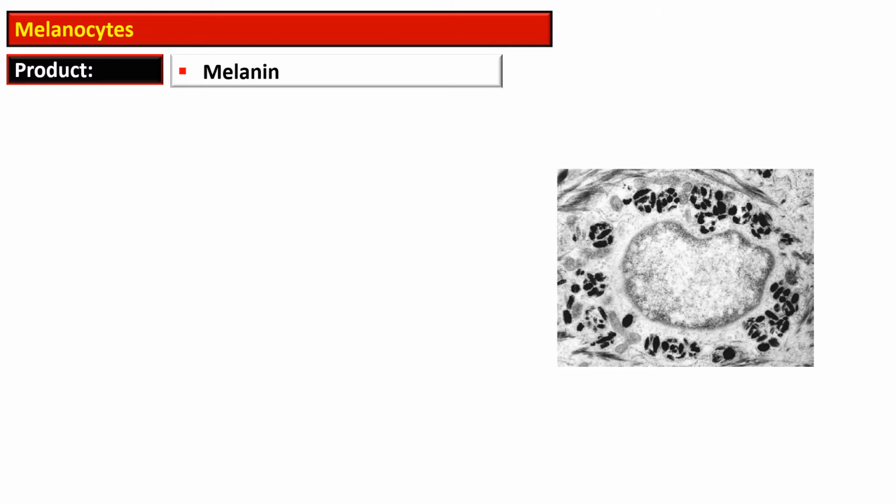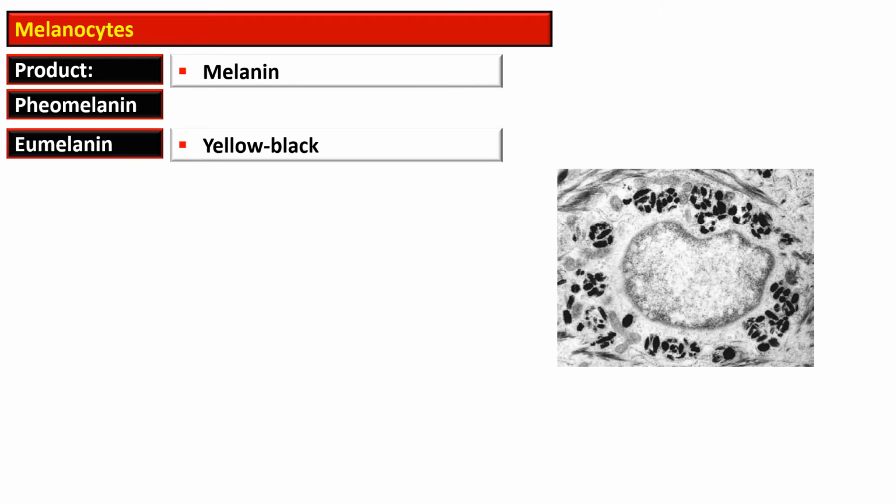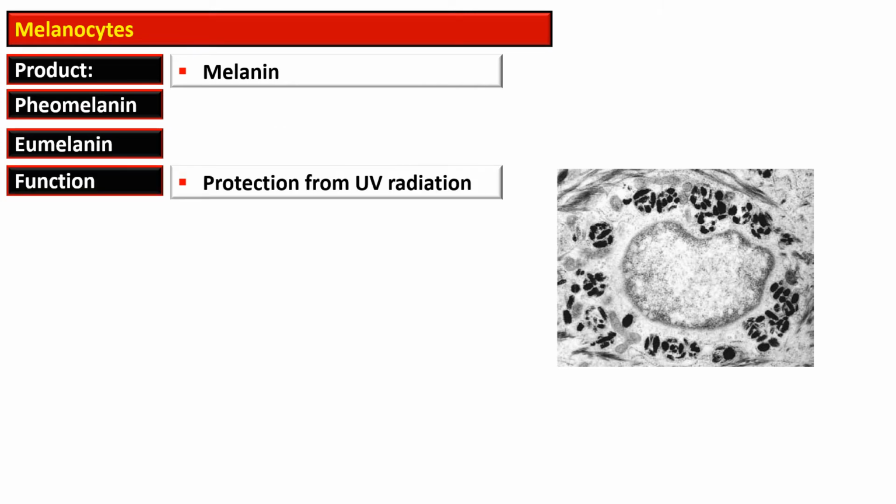The melanocytes produce and secrete melanin, and this melanin can be pheomelanin or eumelanin. The pheomelanin is red, while the eumelanin is yellow-black in color. The function of this melanin, the most important function, is the protection against the injurious effect of non-ionizing radiation of ultraviolet light.